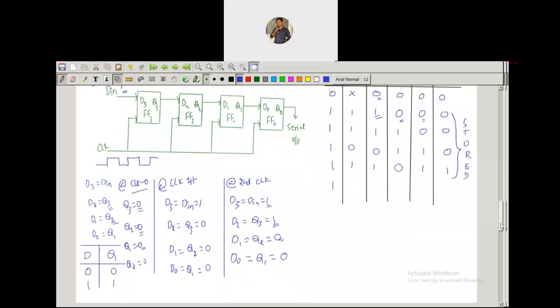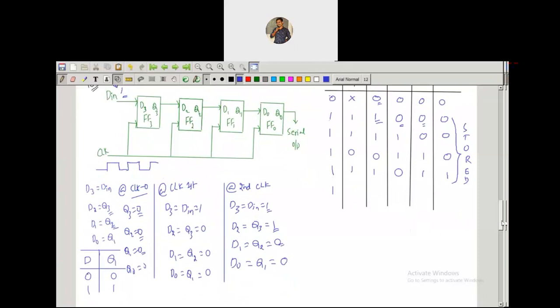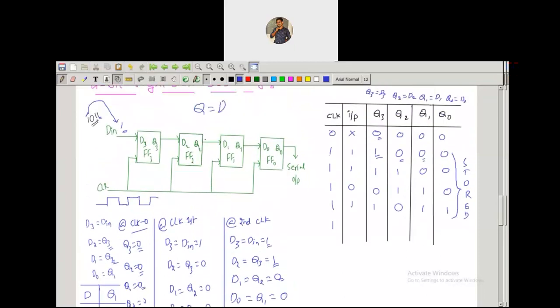Now we'll apply the fifth clock pulse. You can observe we have already applied our required input 1011. Now we don't have remaining bits to apply at the D input side, so the input will become 0. Reset condition. And Q3 equals what? D3, and D3 is nothing but the D input, so it is also 0. And Q2 equals D2, and D2 equals Q3, and Q3 was 1 only. So 0 here, 1 here, 0 here, and 1 here.